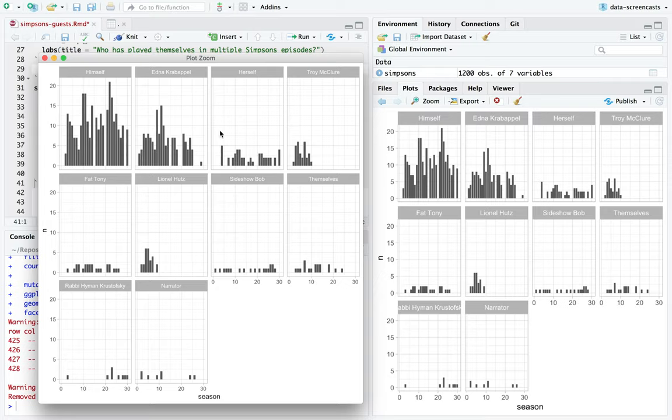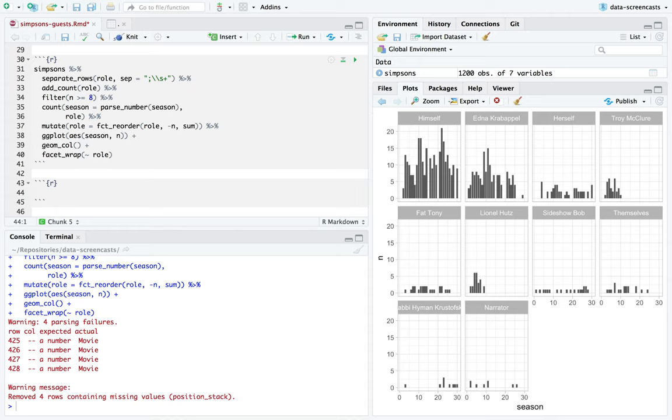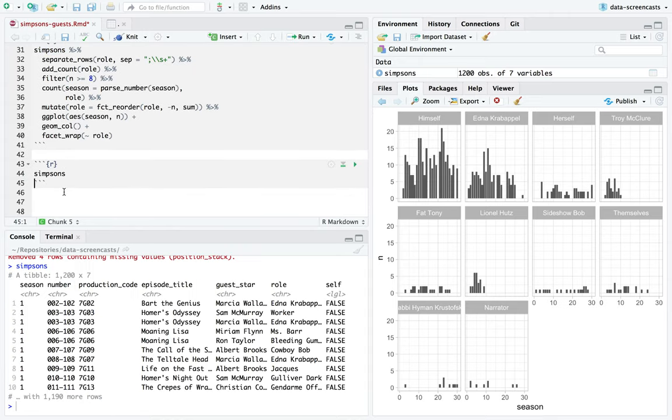Yep, all of these are ways we could visualize it. All right, that's some things we learned: frequency of Simpsons guest stars appearing, guest roles appearing by season. What else can we find?